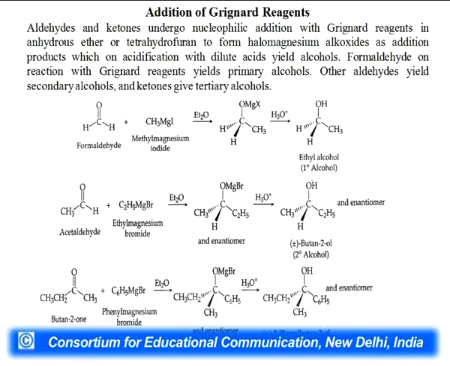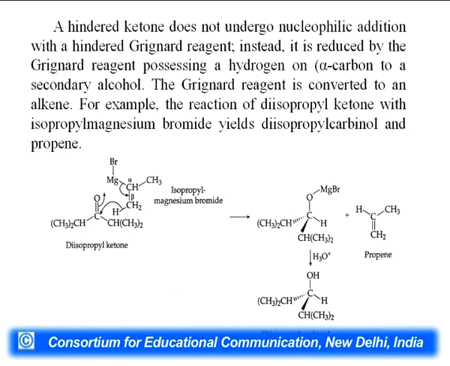Butan-2-one with phenyl magnesium bromide will first give the nucleophilic addition product. Then hydrolysis will give the tertiary alcohol, that is 2-phenylbutan-2-ol. So, we can differentiate the aldehydes and ketones with the addition of Grignard reagent to the aldehydes and ketones.